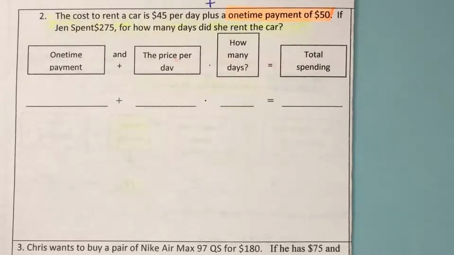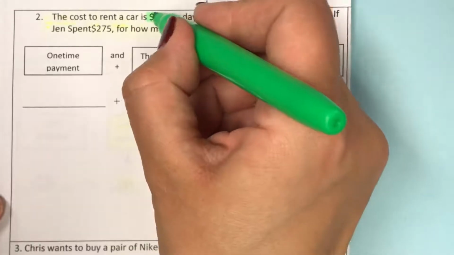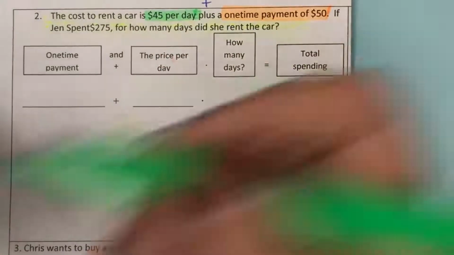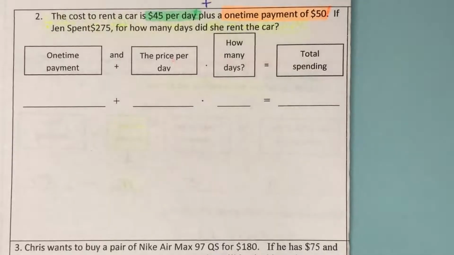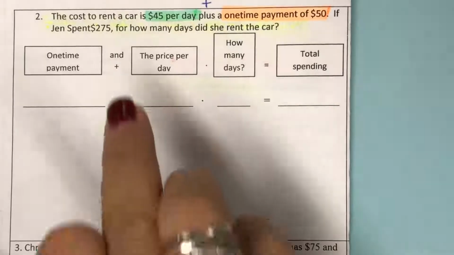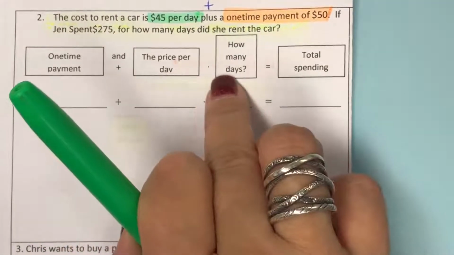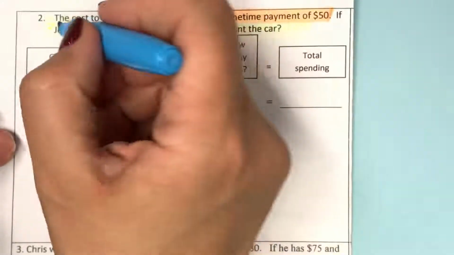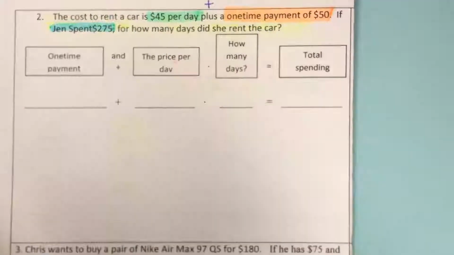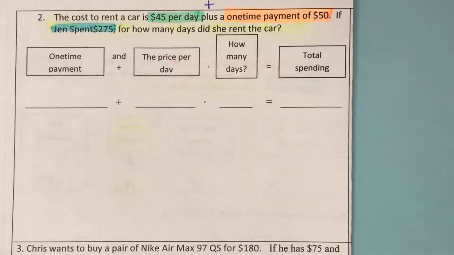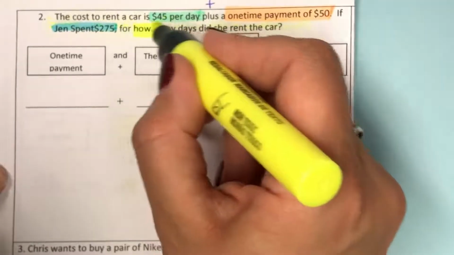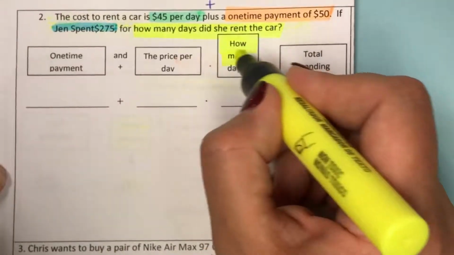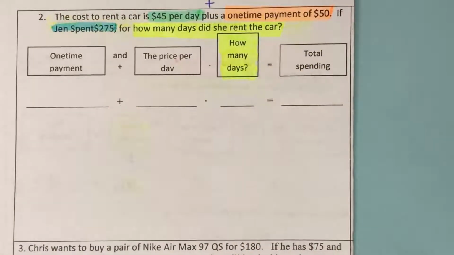And we have $45 per day. So if you rent it for one day, it's $45. The second day will be $90, and then you keep adding 45 or multiplying times the number of days. So the price per day multiplied times the number of days. The total spending was $275, but we don't know how many days she rented the car for. So that is our unknown. How many days? We don't know.